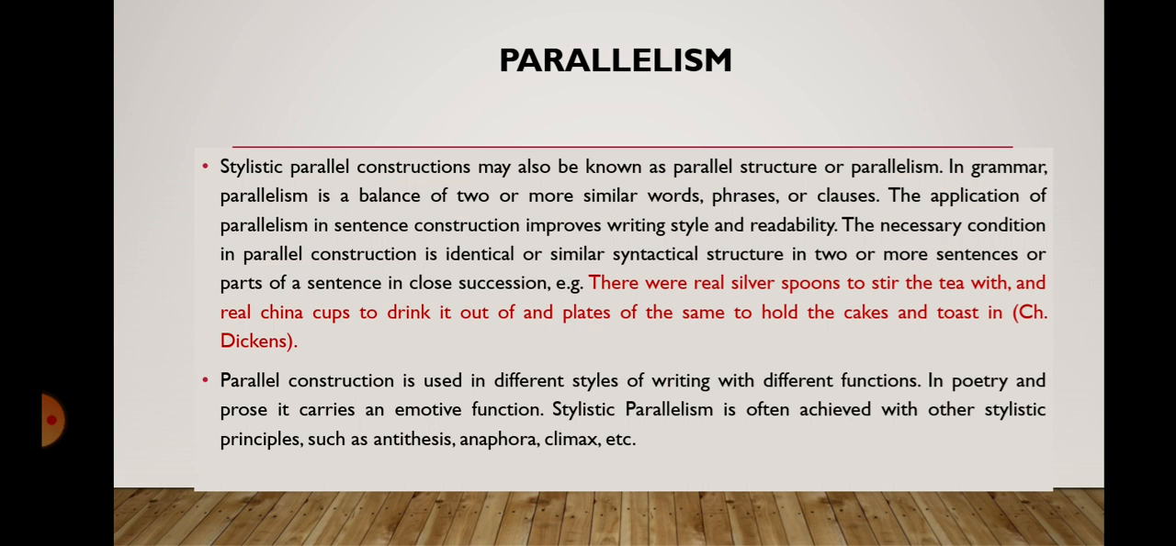For example, there were real silver spoons to stir the tea with, and real china cups to drink it out of, and plates of the same to hold the cakes and toast in. Parallel construction is used in different styles of writing with different functions. In poetry and prose, it carries an emotive function. Stylistic parallelism is often achieved with other stylistic principles, such as antithesis, anaphora, climax, etc.